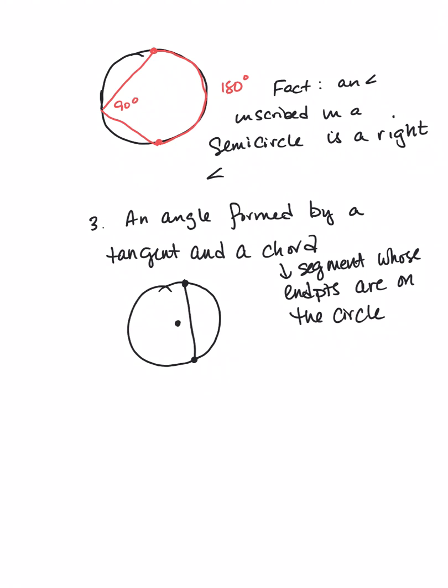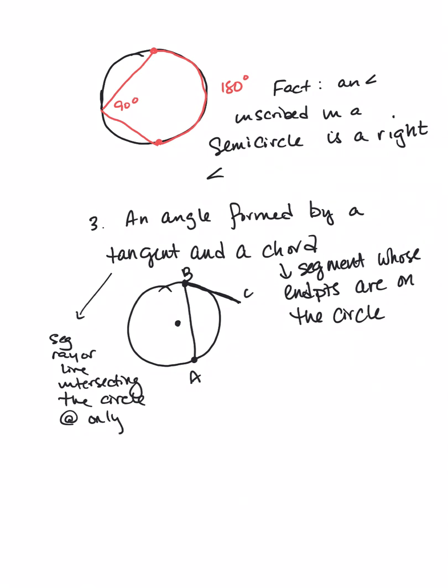So I'm going to have it touch the circle at this point up here, which I will call B. Okay, so a tangent could be a segment, a ray, a line, whichever. A segment, ray, or a line intersecting the circle at only one point.